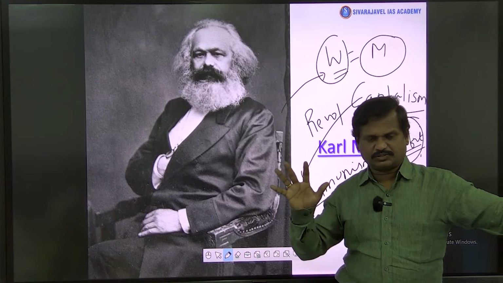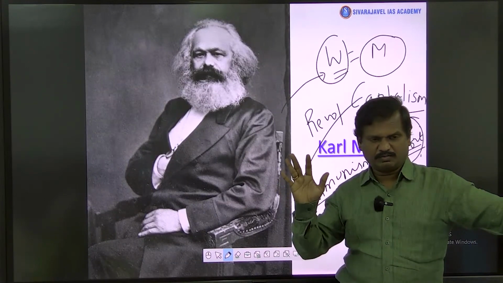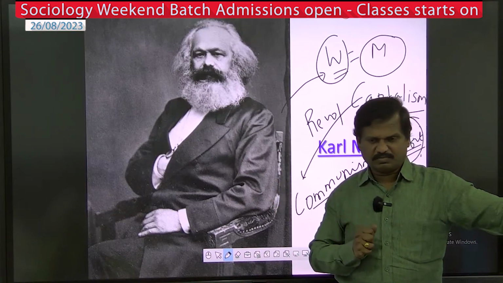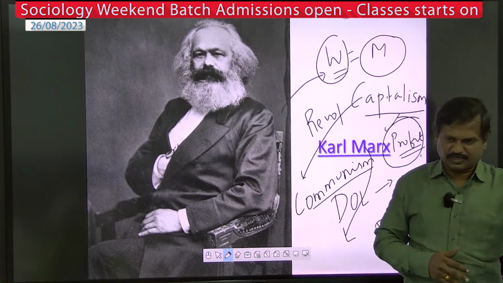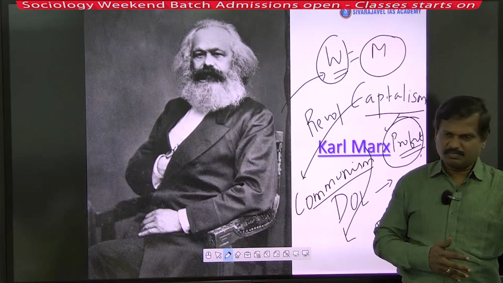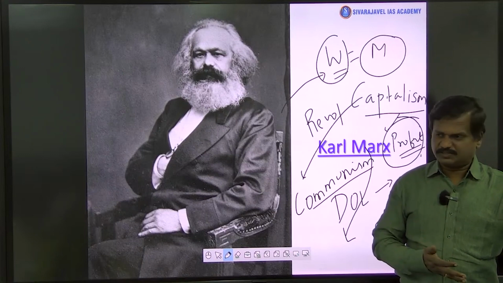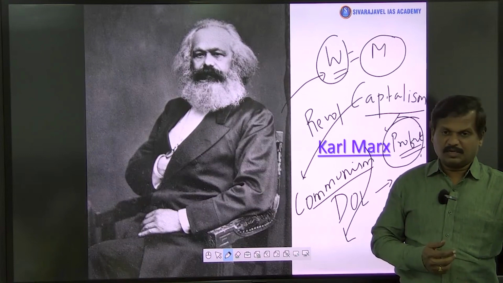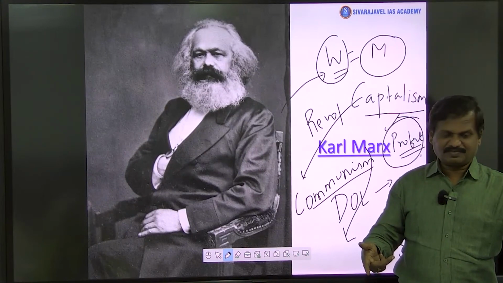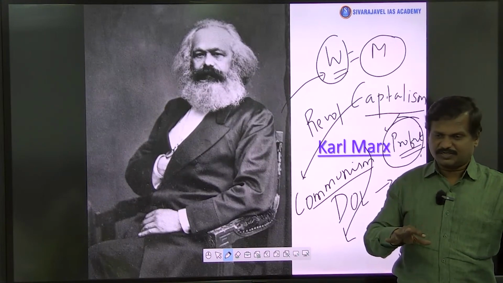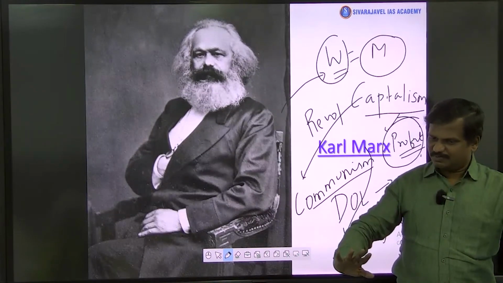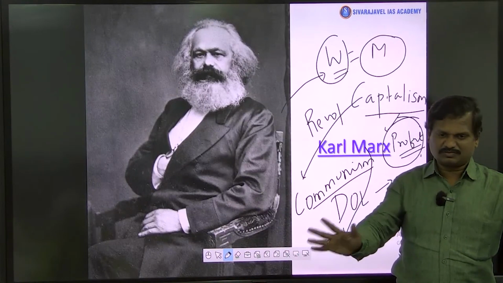We have 6 sociologists in paper 1, unit number 4. We took Karl Marx and Emile Durkheim. One supported social change. Who? Emile Durkheim. Another opposed social change. Karl Marx. But he wanted social change again. He did not oppose social change. He opposed only capitalism. So from capitalism, he wanted society to change to communism.